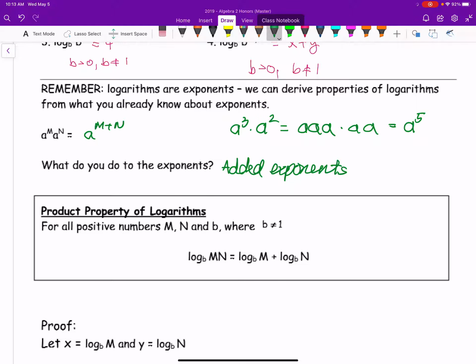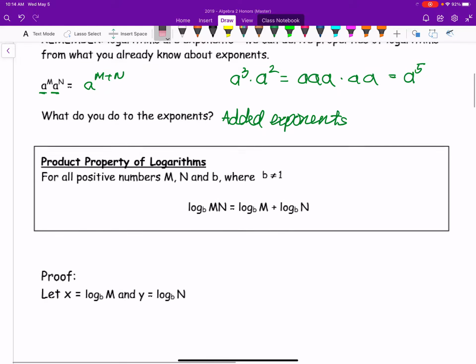For all positive numbers m and n and b, where b can't equal 1, this is one of the properties of logarithms. One of the things I want you to think is that logarithms are exponents. So the rules that work for exponents work for logarithms as well. In this case, when we're multiplying with the same base, we end up adding exponents. So here you're multiplying with the same base, and you can also rewrite it as an addition.